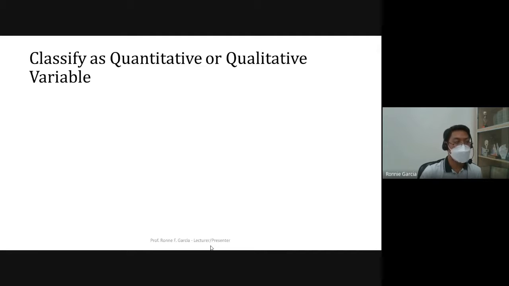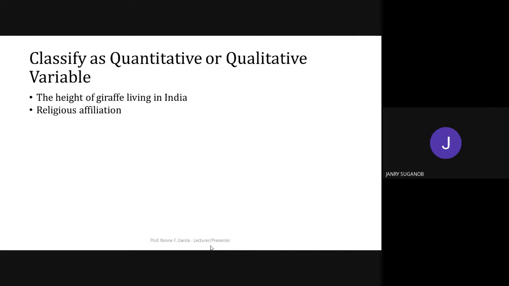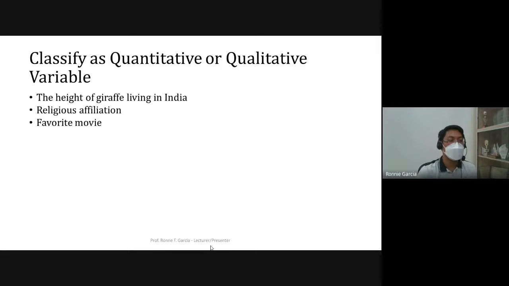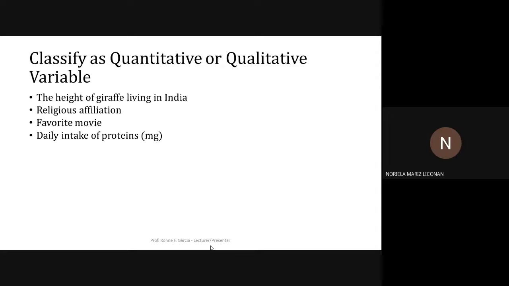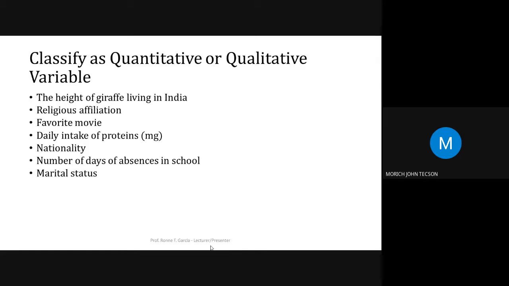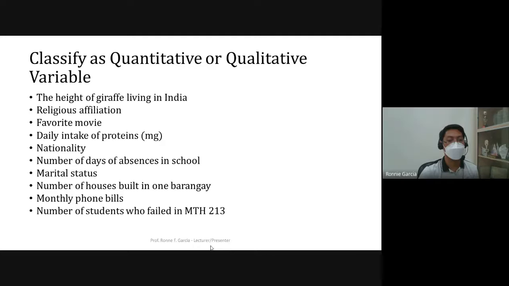Let's have a short exercise. Specification, quanti or quali. Number one. The height of giraffe living in India. Quanti. It's number. Religious affiliation. Quali. Favorite movie. Quali. Daily intake of proteins in milligrams. Quanti. Nationality. Quali. Number of days of absences. Quanti. Marital status. Quali, sir. Number of houses built in one round. Quanti. Monthly phone yields. Quanti. Number of students failed. Quanti.